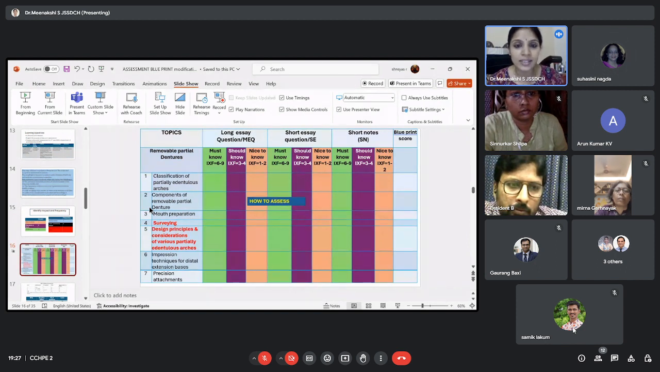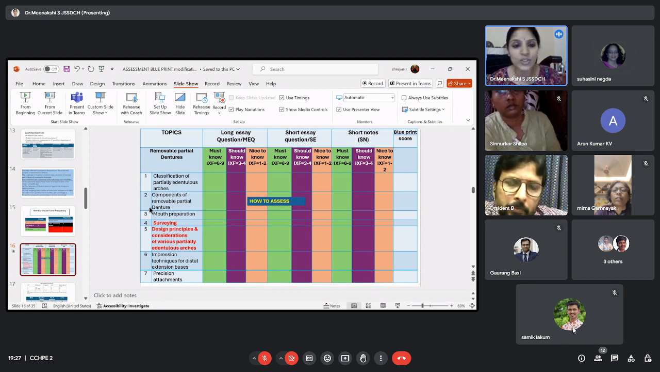So based on this, we have categorized the long essay questions, the short essay questions, and short notes as must know, should know, and nice to know. And these are the ranges to be given for each chapter. For must know, the ideal requirement is 6 to 9 points. For should know, it is 3 to 4 points. For nice to know, it is 1 to 2 points. In a similar fashion, it goes on for short essay and short notes as well.